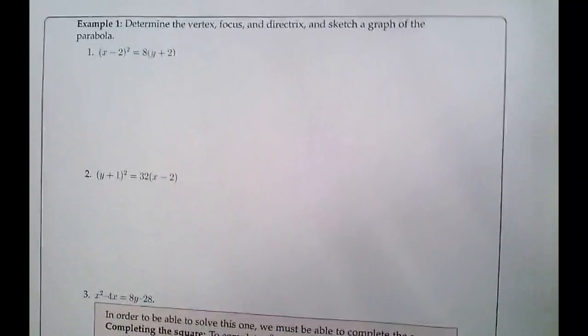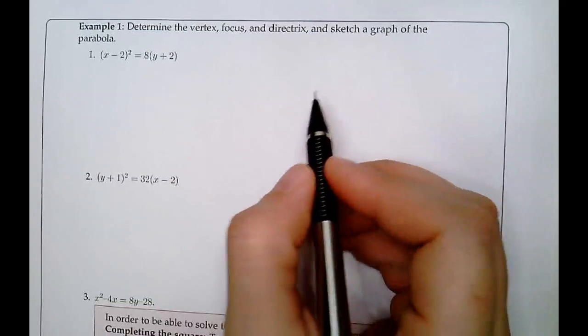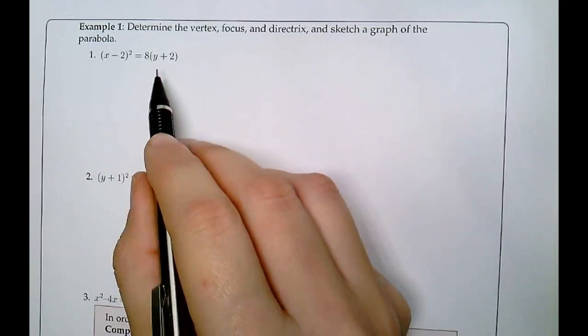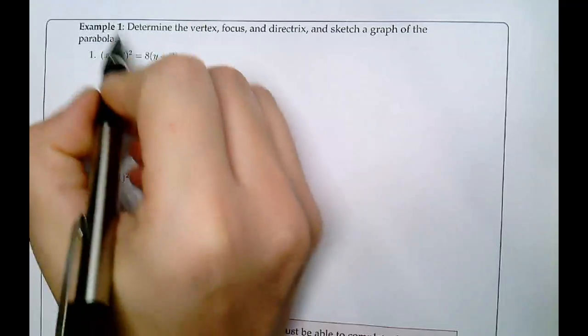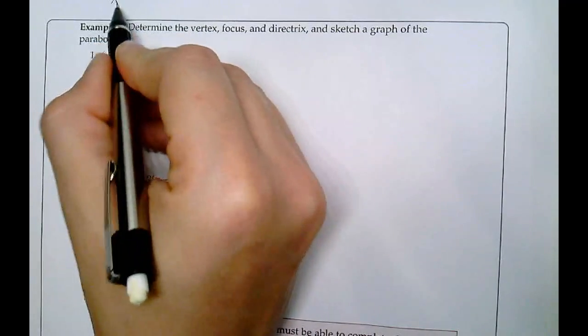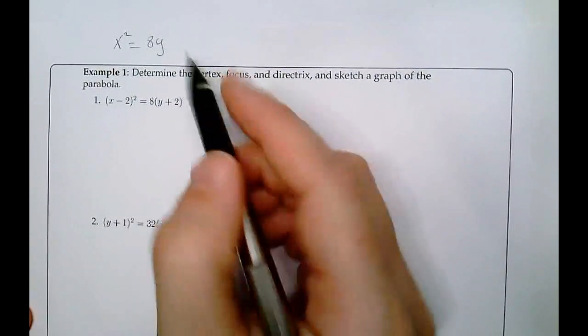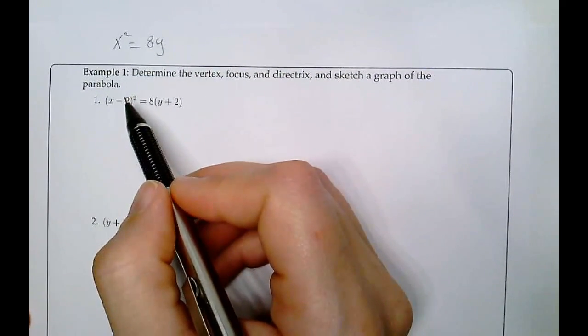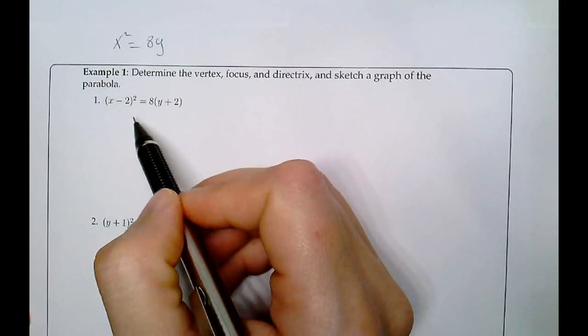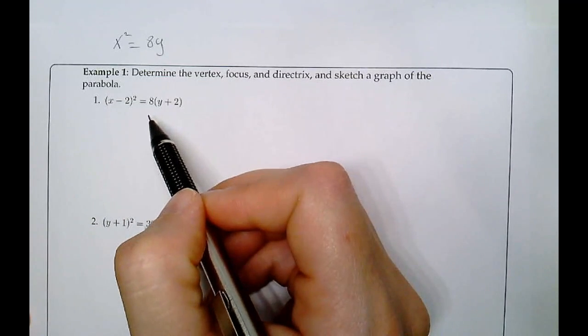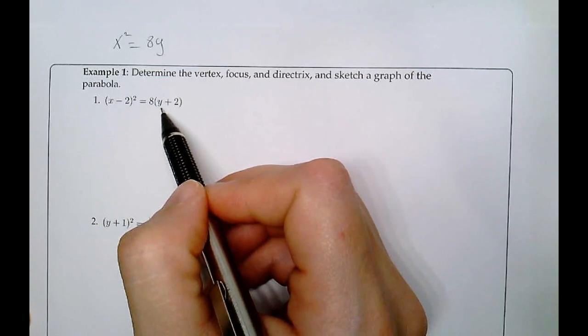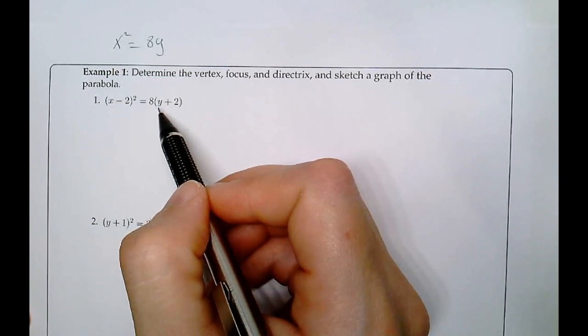All right, so let's just look at an example, well, quite a few examples. So let's determine the vertex, focus, and directrix and sketch the graph of this parabola. So notice that this parabola without any shift would be x squared equals 8y. But we have moved it to the left and up 2 units.